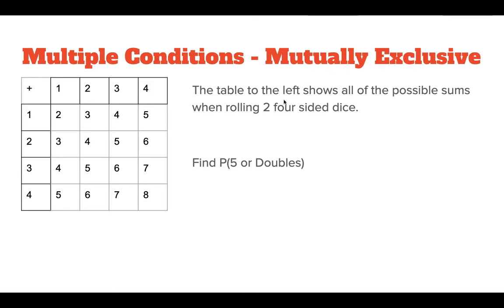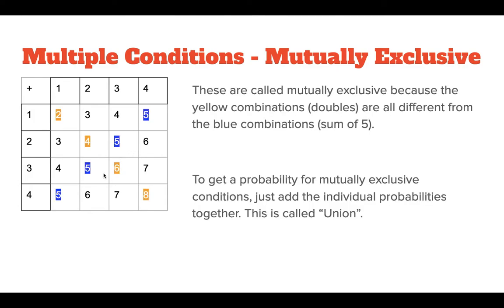The example with mutually exclusive is that none of my conditions are on top of each other. So if I look at the yellow here, the yellow represents doubles. Double 1, double 2, double 3, double 4. And the ones highlighted in blue represent combinations that add to 5. A 1 and a 4 add to 5. A 2 and a 3 add to 5. But you can see that they never actually hit each other. All four of these responses are unique from these four. So we call that mutually exclusive.